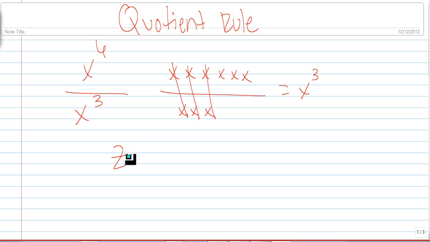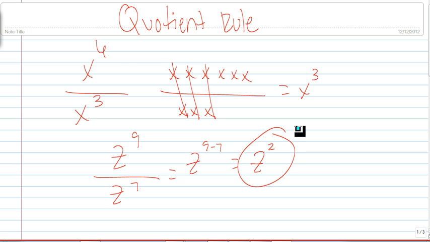Let's say I have z to the 9 over z to the 7. Okay, so you can expand this out if you want to, which is totally cool. But remember, quotient rule, subtract your exponents. So this will be z to the 9 minus 7. Well, what is 9 minus 7? You're right, it's 2. So this will be z squared. Now don't make fun of my z's. I have to draw a line in them so people know they're not 2's. Alright, moving on.